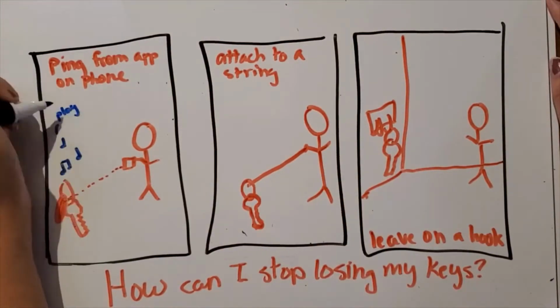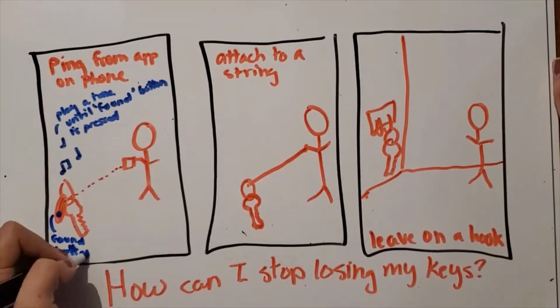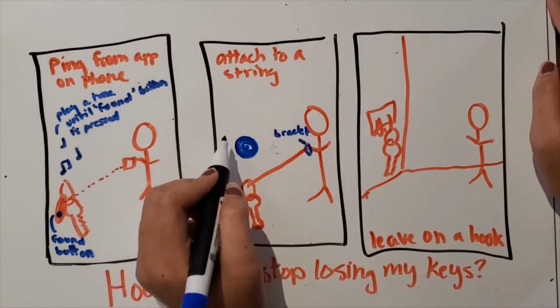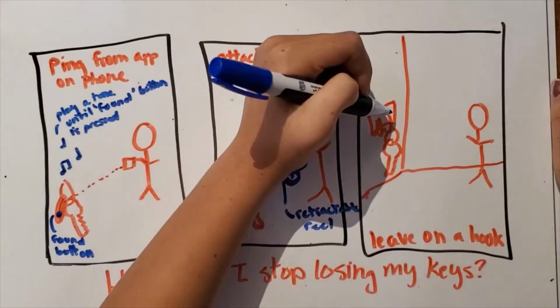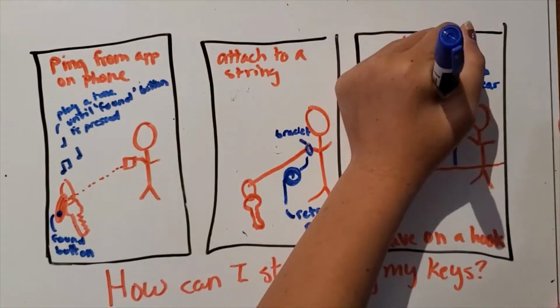After rotating the papers, another member in the group might add that it should play music when getting pinged and have rechargeable batteries. And the second idea should be a bracelet with a retractable reel for ease of access. And the last idea can be improved by making the hook decorative and located near the front door to easily catch the eye.